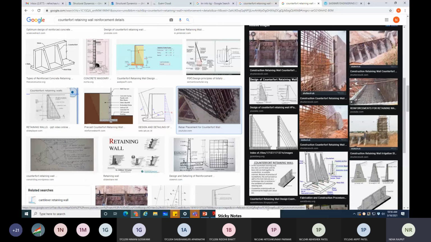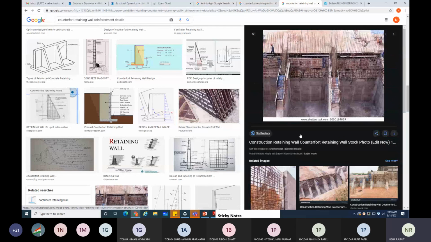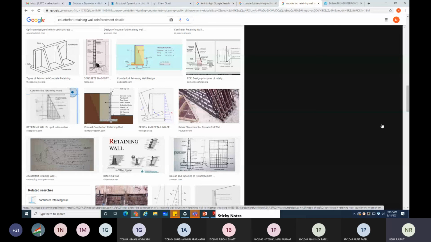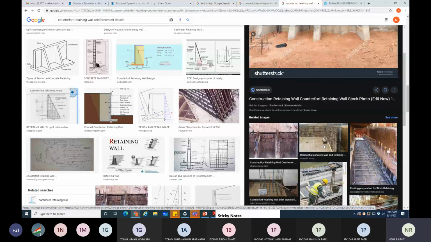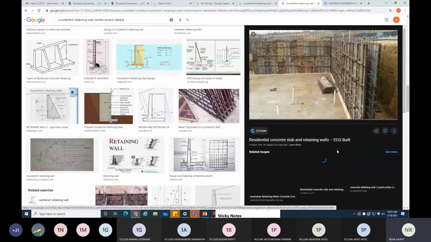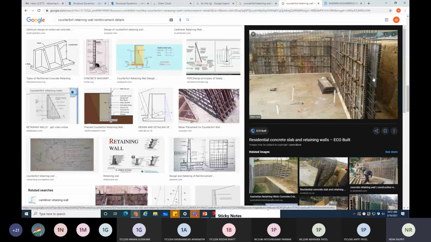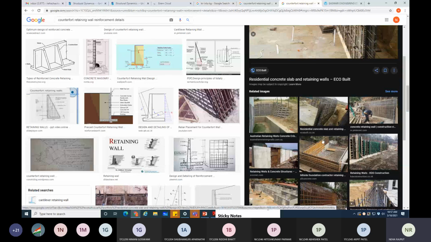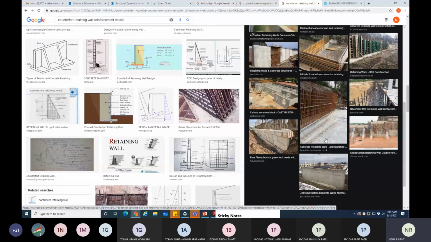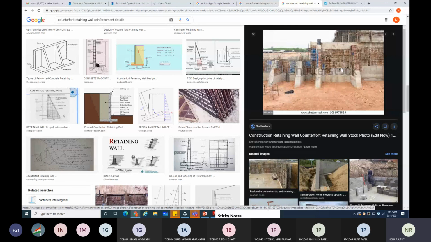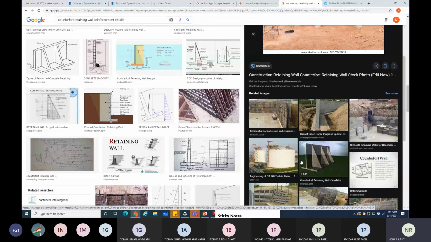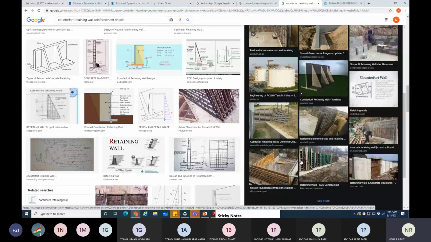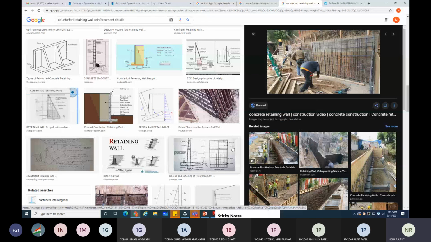If any figure I can find, actual figure. This is also one of the wall, cantilever wall. Right. This one is the counterfort because counterfort member is provided. Yes, here also you can see.